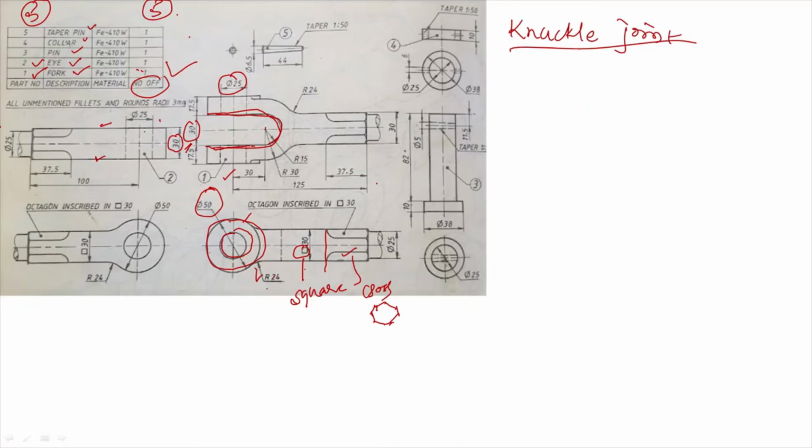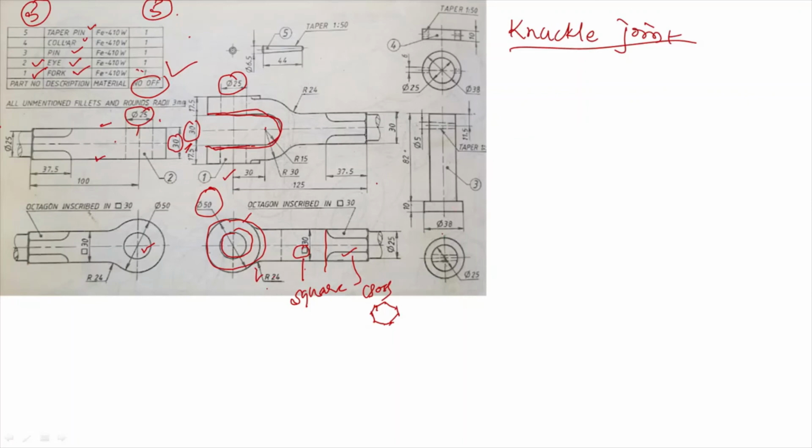Next, look at other dimensions. It has a hole of diameter 25. Here also the hole is of diameter 25. This is the front view and its top view. Here it is also a hole of 25 mm diameter, and here also 25 mm diameter. Now you can easily place this eye inside the fork.